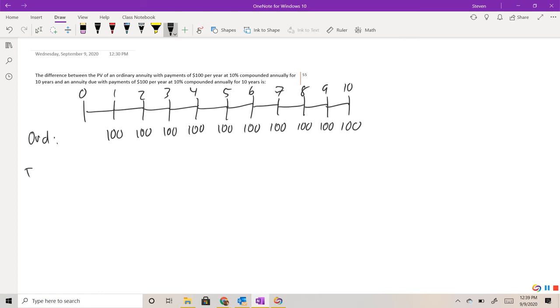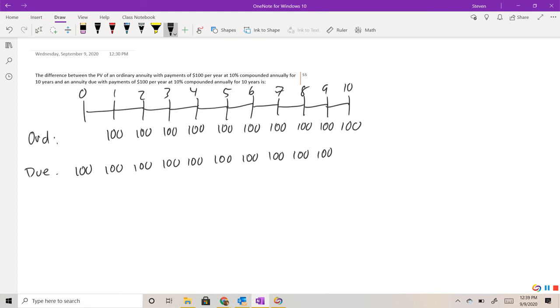Let's compare this now with the annuity due. The only difference here is the timing of the cash flows. We get the same 10 cash flows of $100, but with the annuity due, the cash flows start at the beginning of the period instead of the end. There is not a cash flow at the end of the timeline there. You get the 10th cash flow at the beginning of the 10th year, which is at the 9th tick mark.